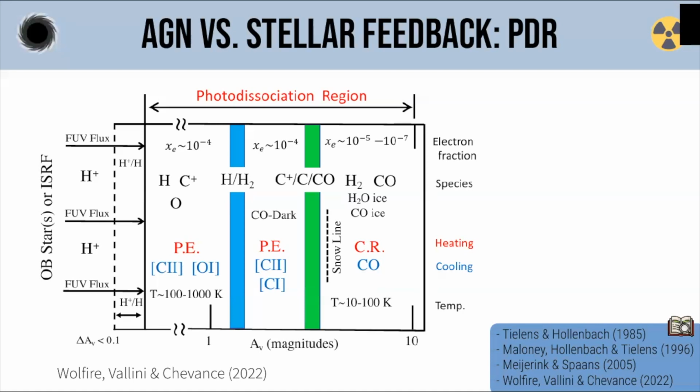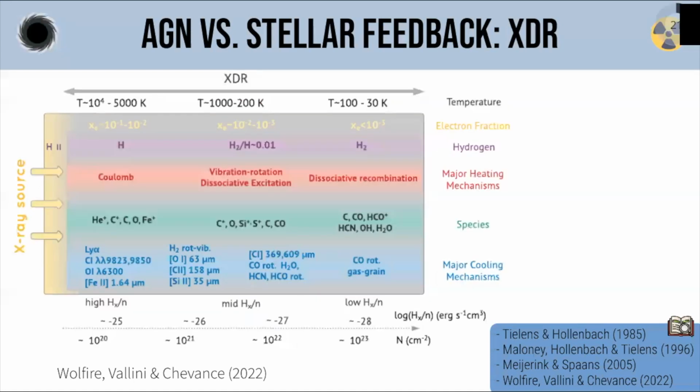We can see that it gets pretty cold, and the main cooling lines are far infrared lines of carbon and oxygen for the atomic and transition region, and CO for the fully molecular region. From the same review, we also have a sketch of the structure of an XDR.